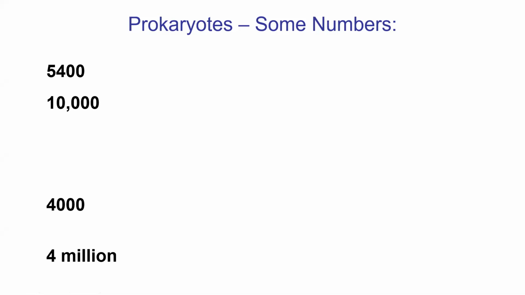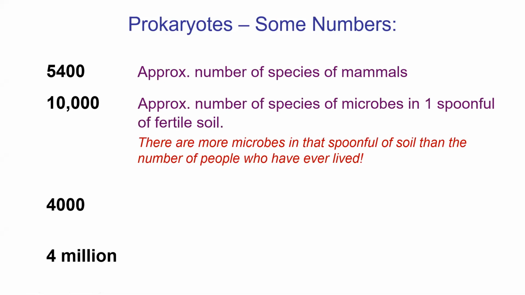So first thing, when we look at prokaryotes, here are some interesting numbers. 5,400 is about how many species of mammals are on the planet. I don't know whether that seems like a big number or not, but 1,000 of those species of mammals are bats, so that's kind of interesting. 10,000 is the number of species of microbes in about a spoonful of fertile soil. So that's a lot, right? Just one scoop of soil, and you've got about 10,000 species, and probably more organisms in that scoop of soil than there are people who have ever lived.